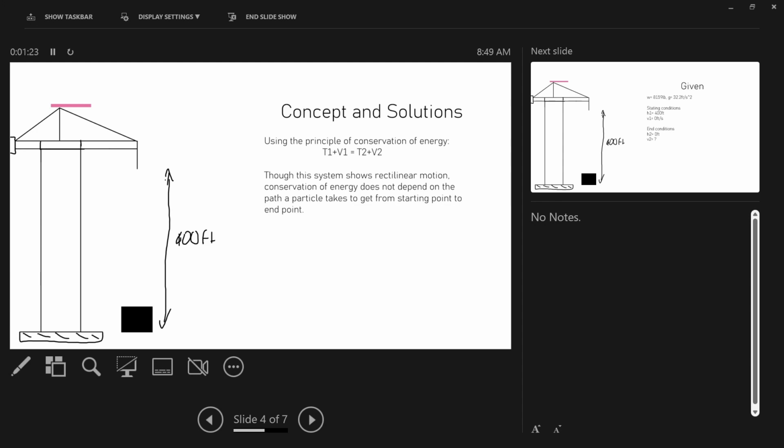Here are the concept and solutions. Using the principle of conservation of energy, we get this equation right here. The starting kinetic energy plus starting potential energy equals the final kinetic energy plus the final potential energy. And even though the system only shows a rectilinear motion, conservation of energy does not depend at all on the path a particle takes to get from the starting point to the end point. All that matters is its mass, the force through gravity, and its height.